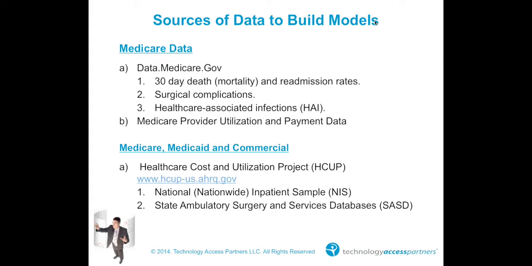Other data that I often go back to again and again is HCUP data, the Healthcare Cost and Utilization Project data. You see the website there, hcup-us.ahrq.gov. This is data that's been collected for many years by AHRQ, and it's focused on the data collected through the National Inpatient Sample, the NIS. The other database I tend to use frequently is the State Ambulatory Surgery and Services Database. Again, it's free. HCUP has its own built-in web-based tool to analyze data.